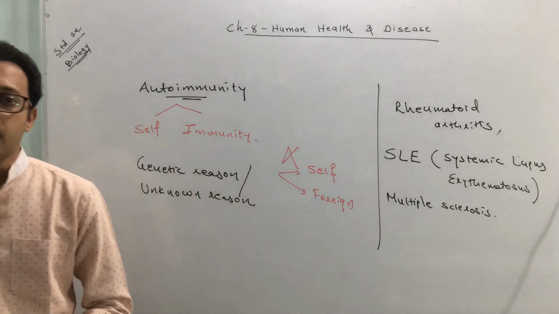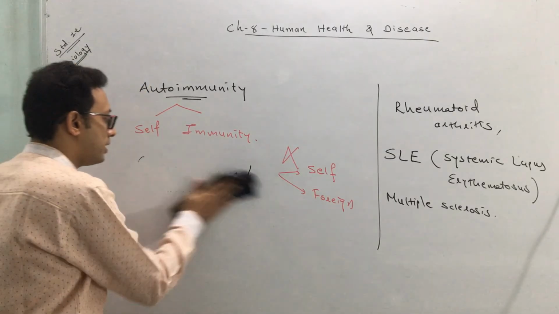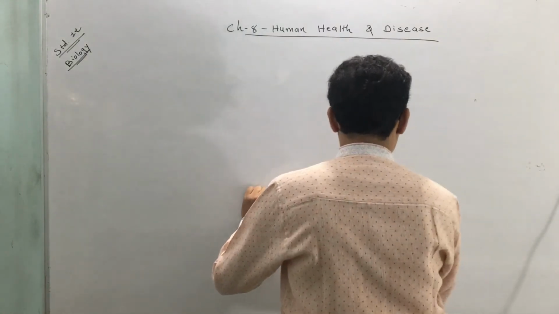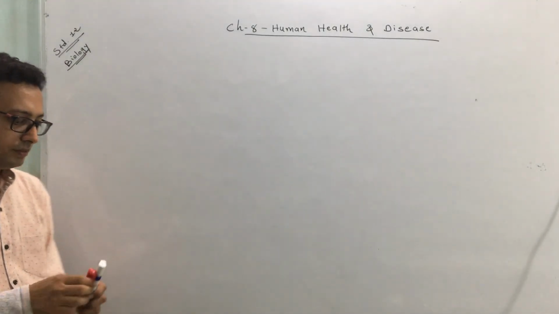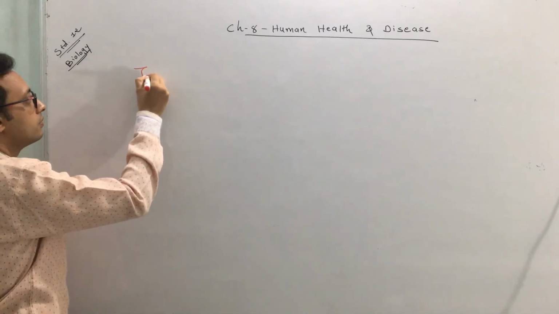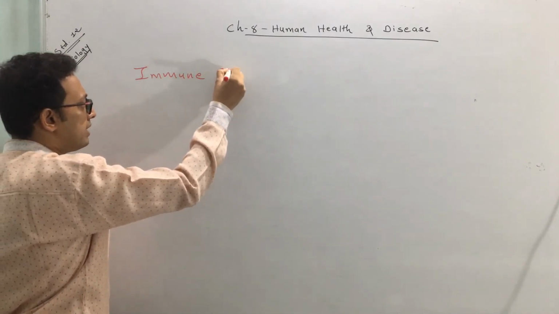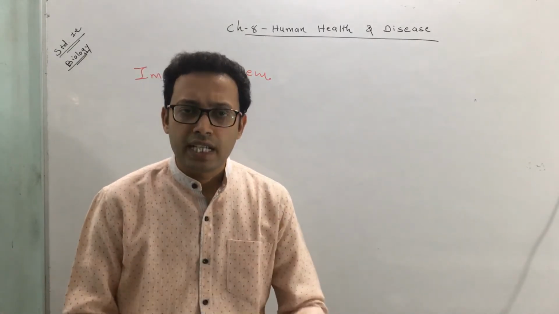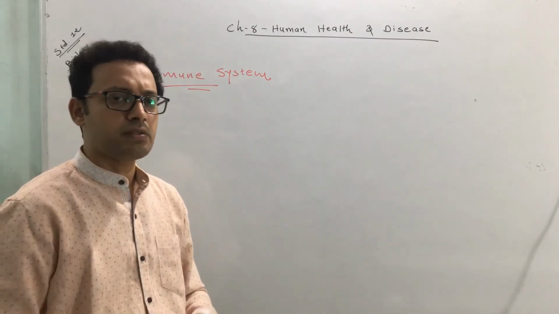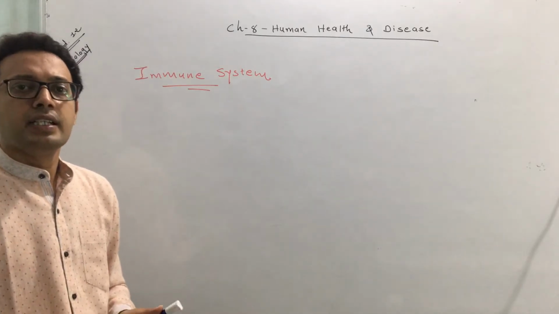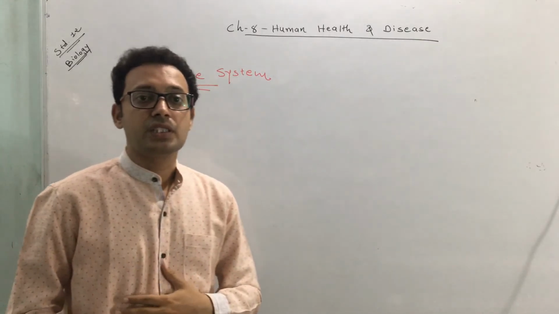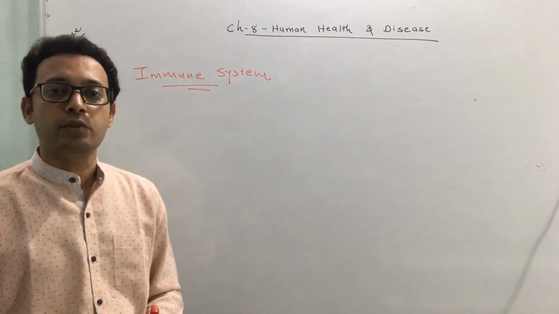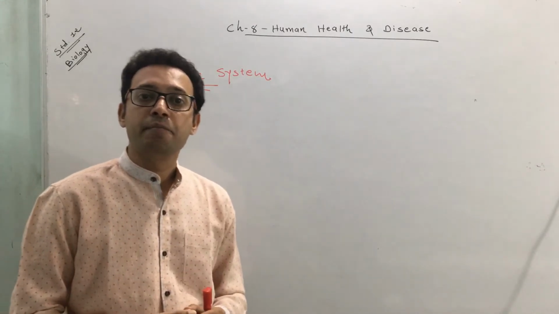Now we are moving ahead with the last part of today's session, that is the immune system in our body. We have learned many systems in 11th and 12th: digestive system, respiratory system, excretory system, nervous system, endocrine system, reproductive system, and many more. Similarly, this also forms one of the systems, which we call the immune system. What are the organs or components of this immune system, that we will discuss now.